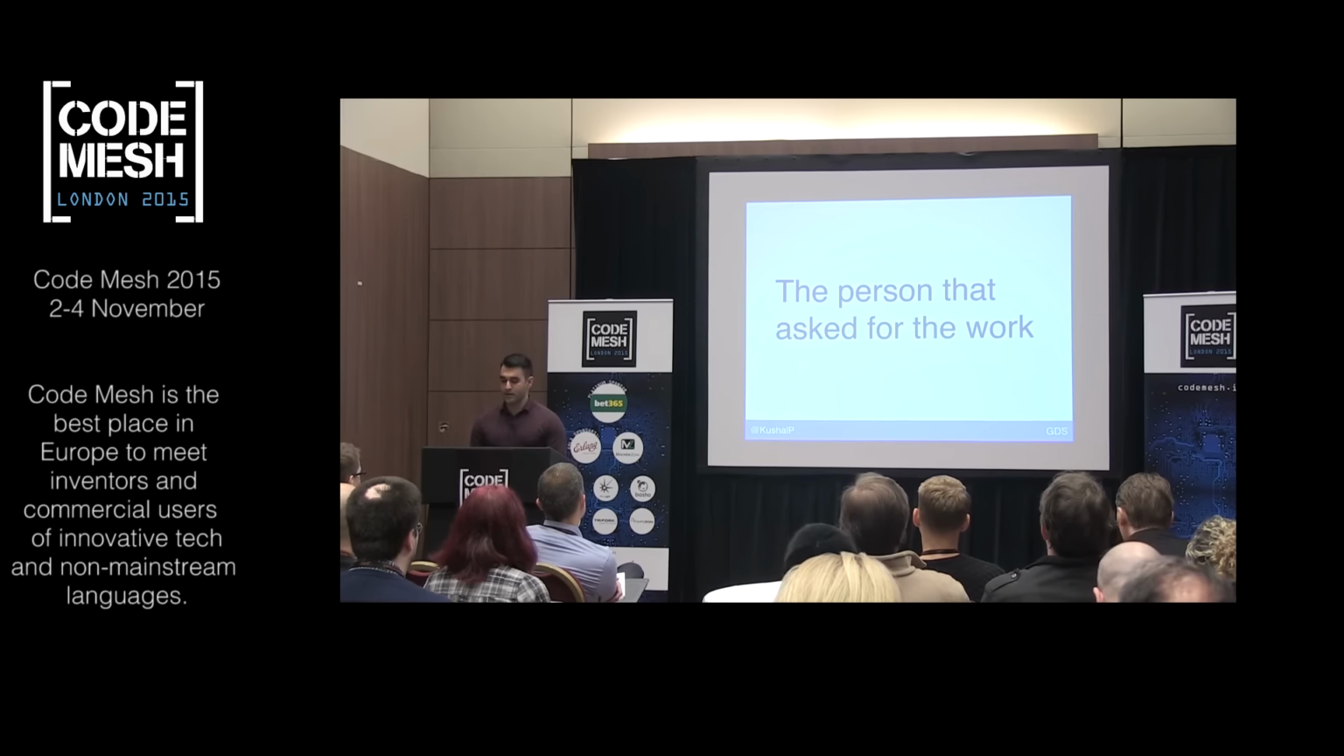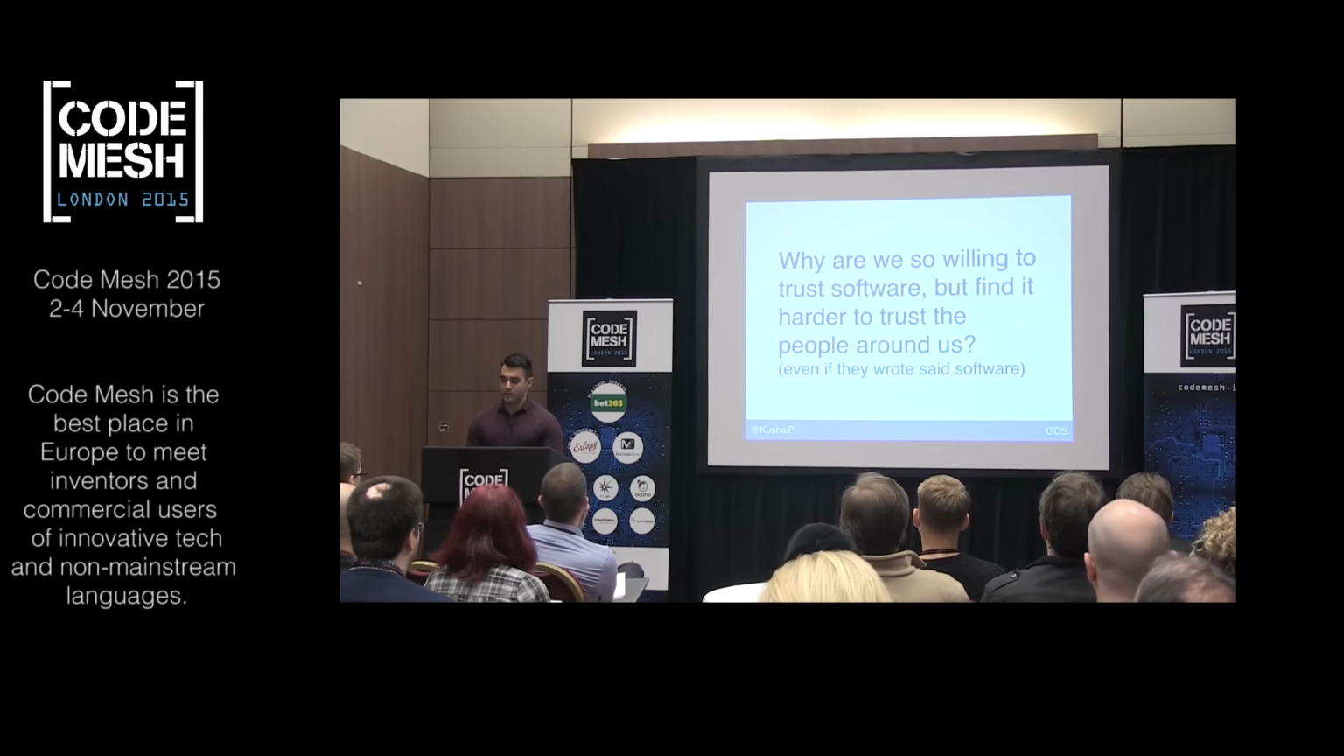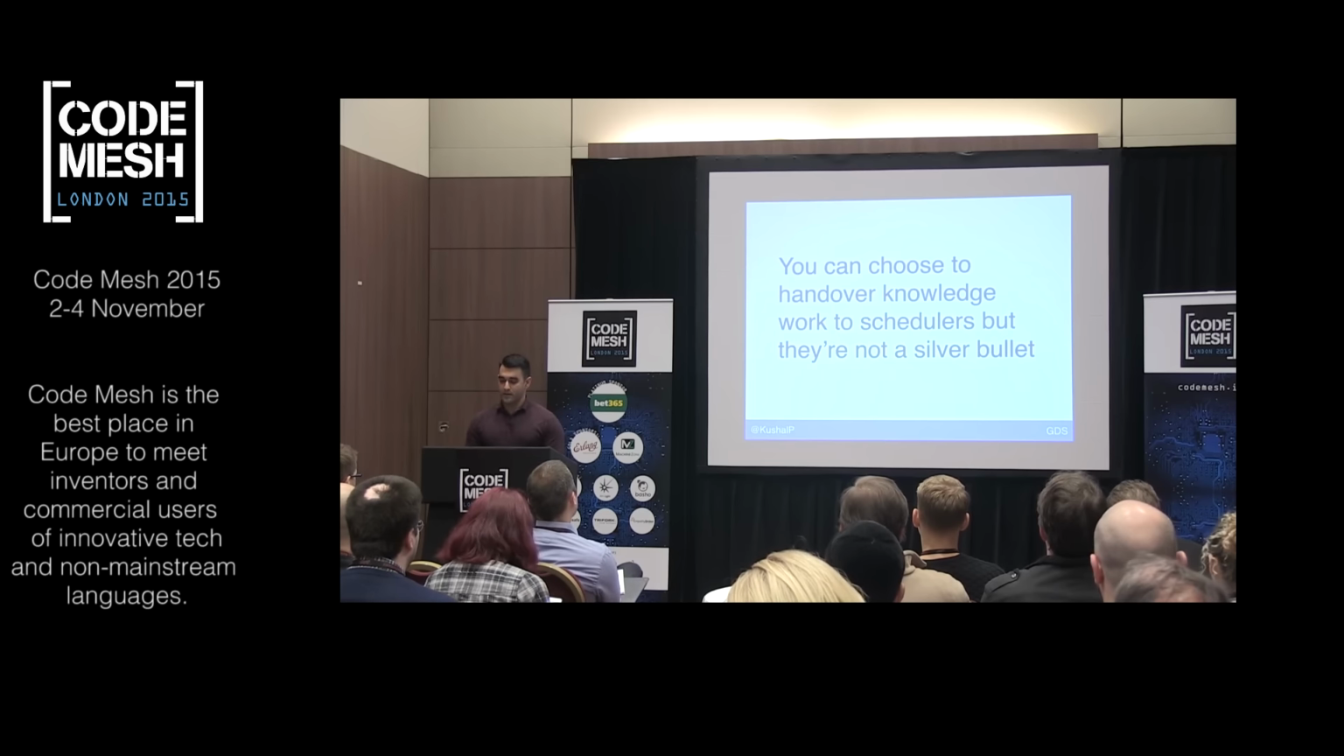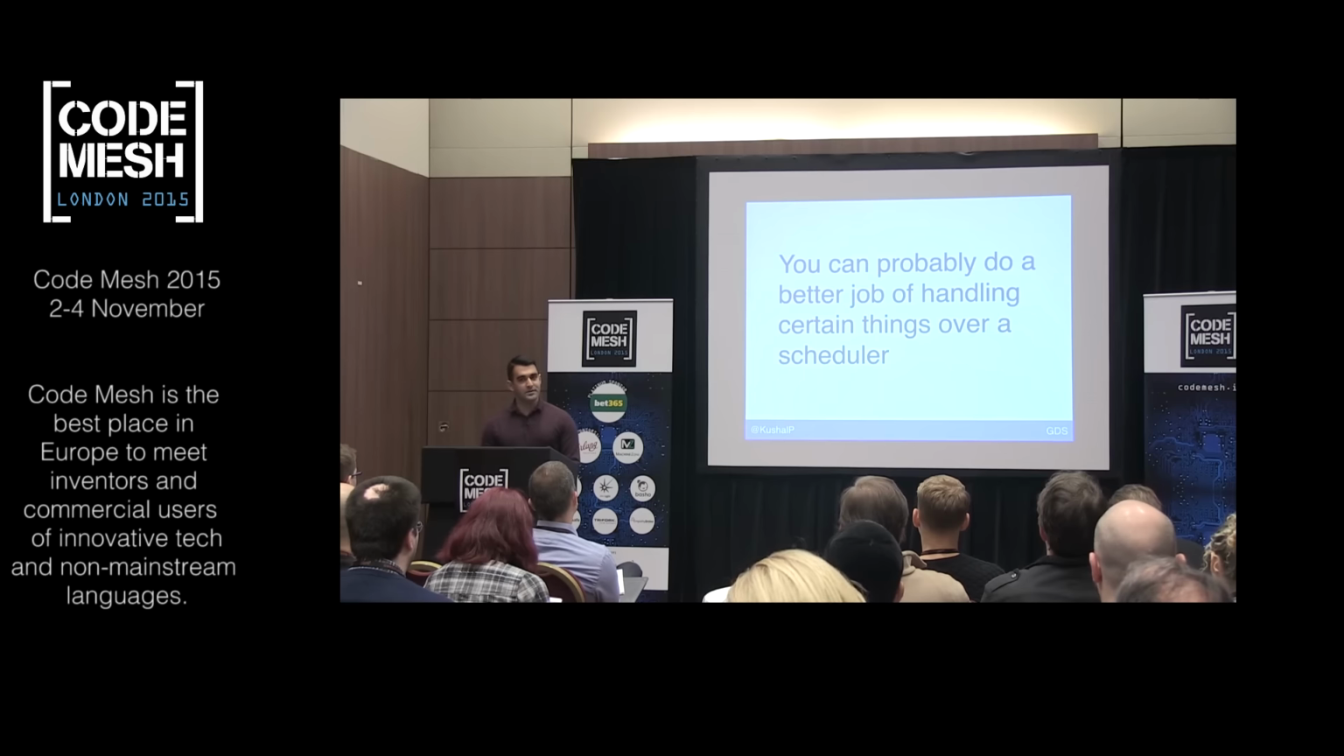And then there's the person that asks for work. So why are we so willing to trust the software but find it harder to trust the people around us, even if they wrote the schedulers in the first place? It feels like we should be able to do better here. You can choose to hand over knowledge work to schedulers, but they're not a silver bullet. They don't solve all of your problems magically. They work to whatever objective you set, and they optimize decisions fairly according to the rules that you set.